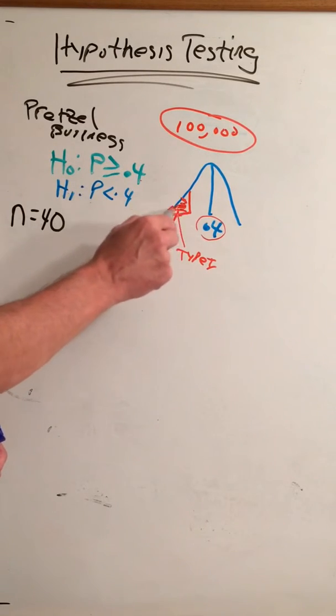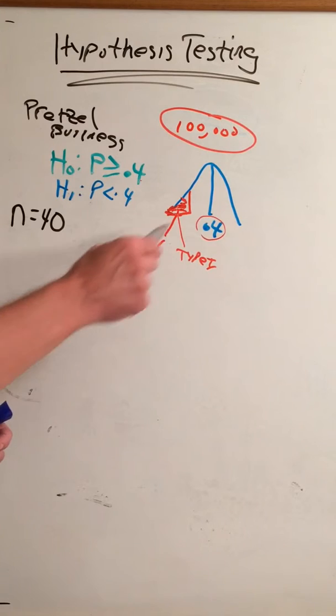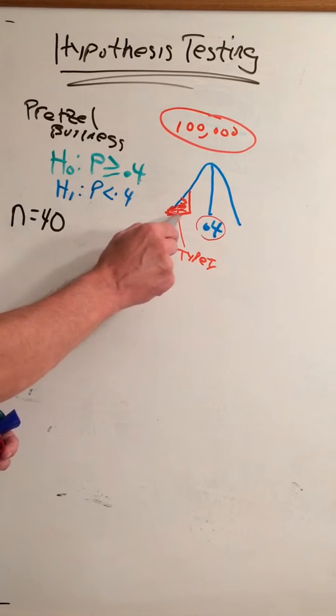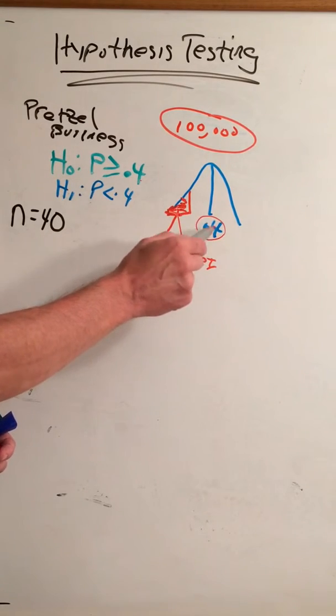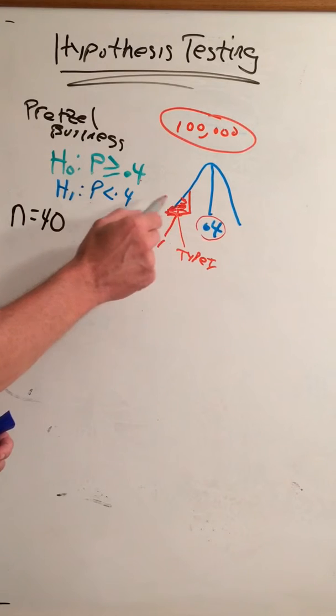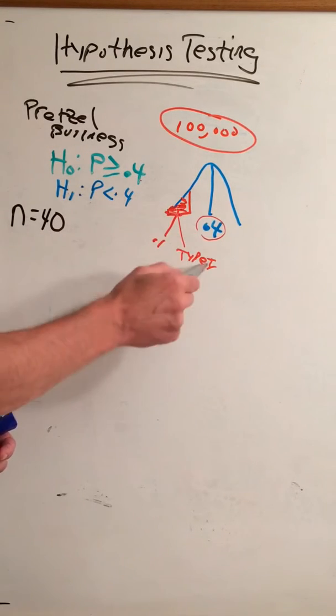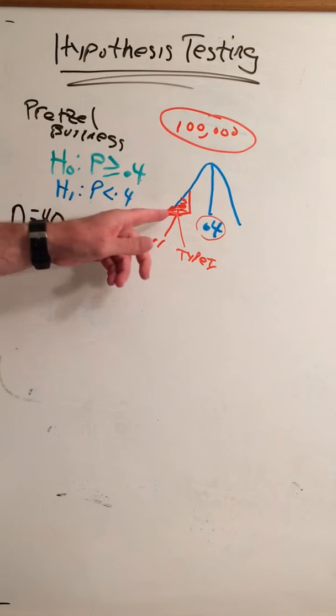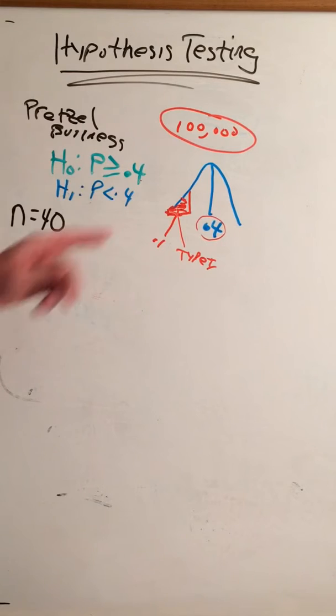If you fall in here, you're probably not from the null hypothesis distribution. But you have a 10% chance of actually being from 0.4 and you're still going to reject, so you're going to make what we call a type 1 error. But that's what we're willing to take on here. If we get a value all the way over here, it probably didn't come from here. So let's suppose 0.1 is our type 1 error.